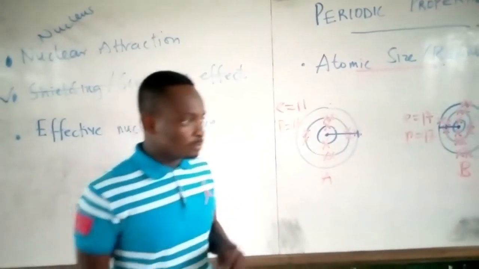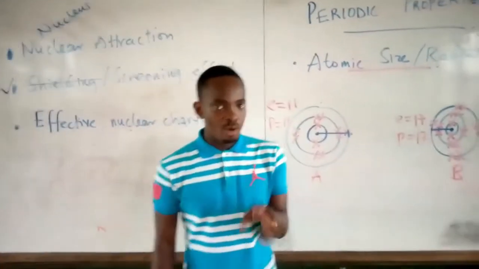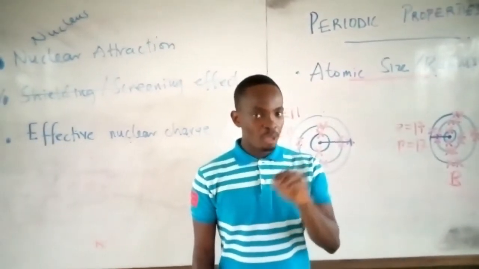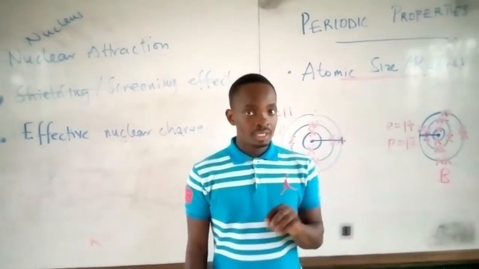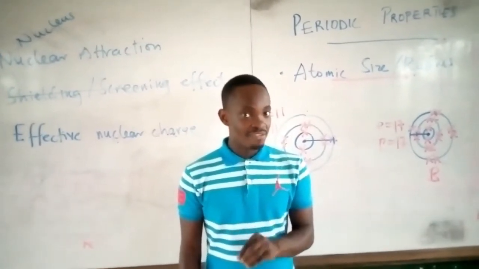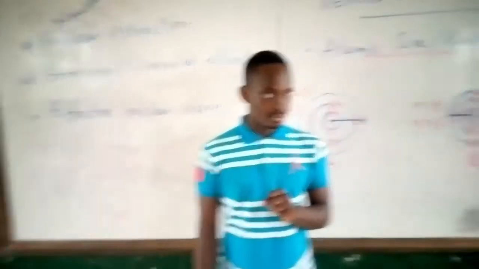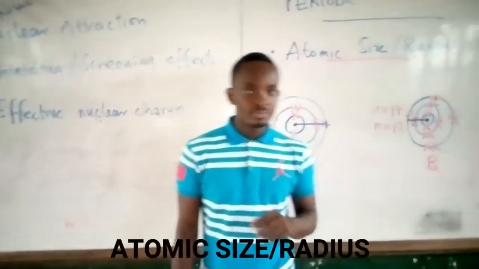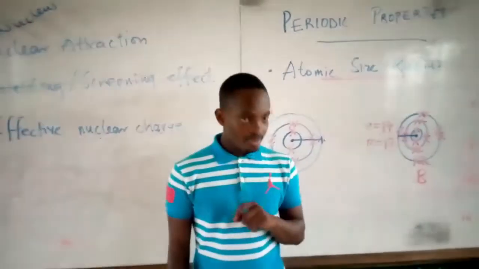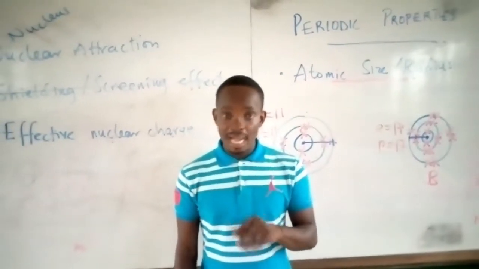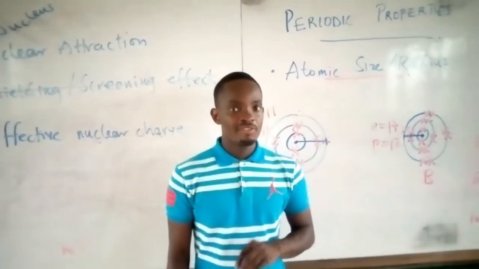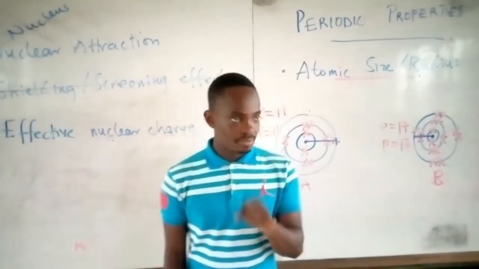So write this one down. For the same number of shells, the greater the atomic number, the greater the nuclear attraction. Therefore, the smaller the size. Once again, with the same number of shells, the more the atomic number, the greater the nuclear attraction. Therefore, the smaller the size.